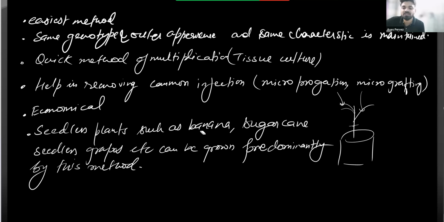Seedless plants such as banana, sugarcane, seedless grapes, etc. can be grown predominantly by this method. So please note down the advantages of this one.